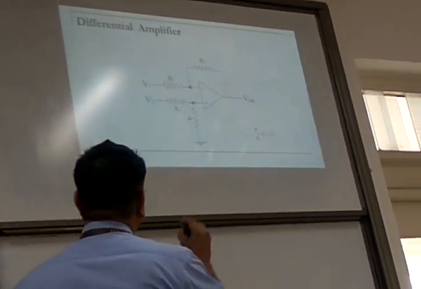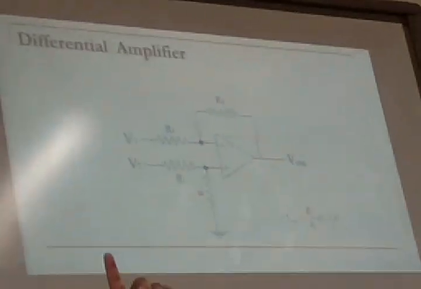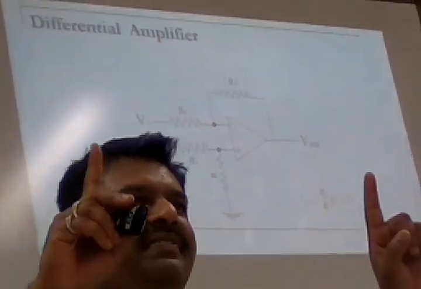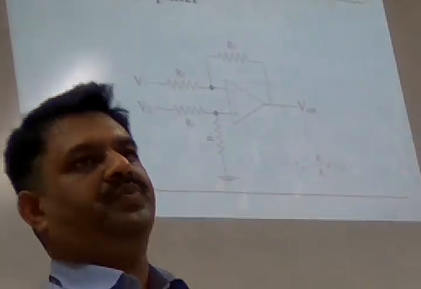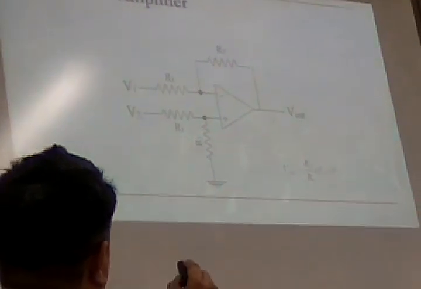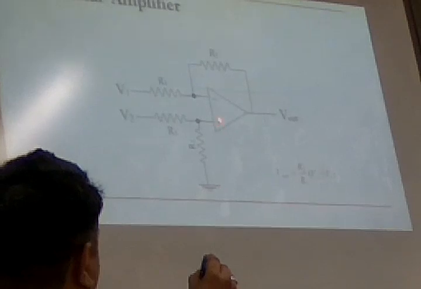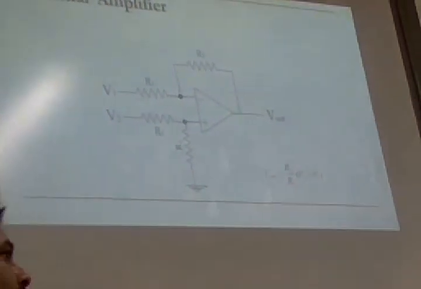Look here. You have R2, that's the feedback resistance. You have R1 that you have connected to both input 1 and input 2. You have two inputs. You want to amplify the difference between the inputs. That device is a differential amplifier. So V2 minus V1, because this is positive V2, this is minus V1. So V2 minus V1 is amplified and given as output.